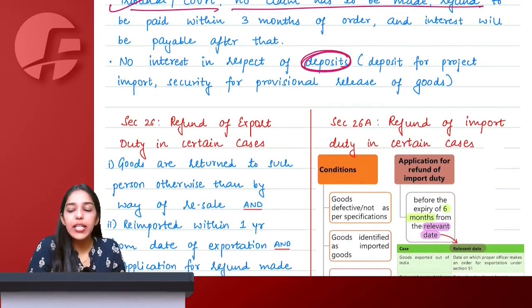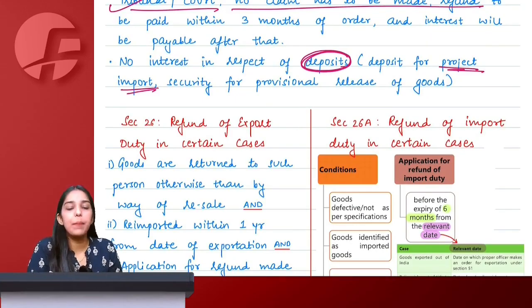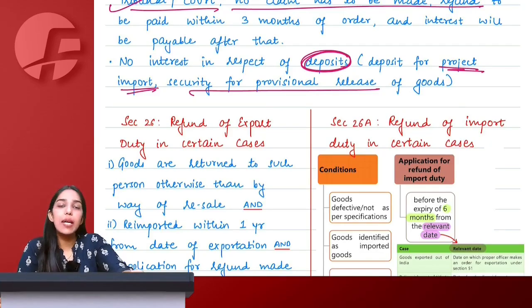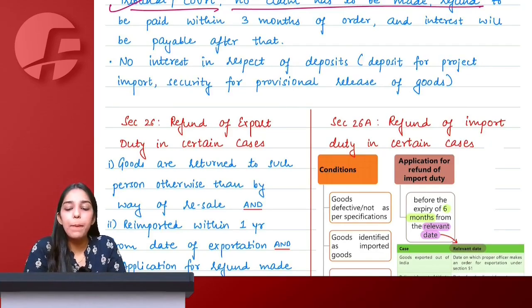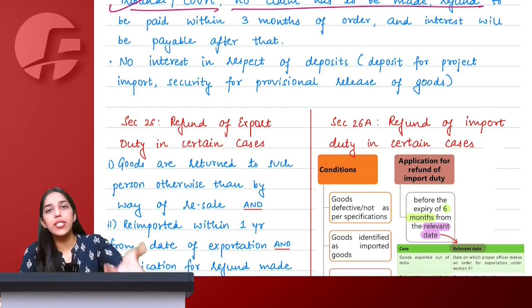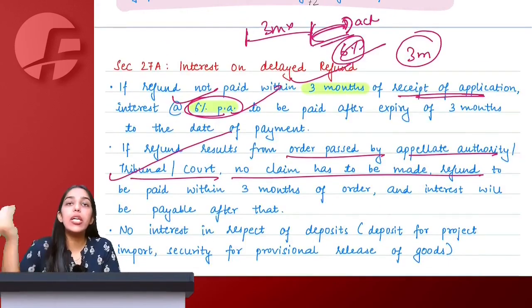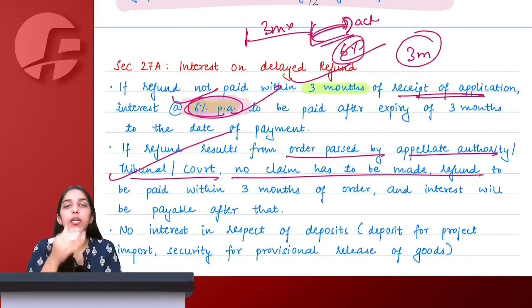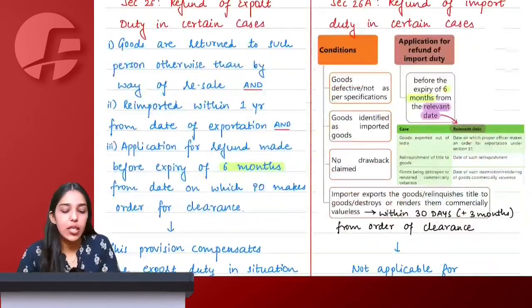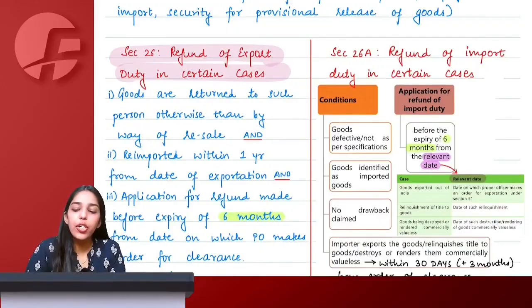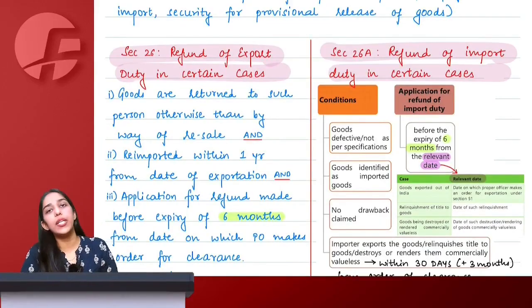And in case of any deposit, let's say I'm doing some project import deposit, any provisional release of goods deposit. So any kind of deposit that I'm giving to department, on that deposit, I'm not going to get any interest, right? So if you deposit something and that deposit is returned to you, no interest you get on this deposit. Specifically, if any refund you are claiming, then only on that refund, that too after expiry of 3 months from application, you get 6% per annum interest. Done, clear, understood.